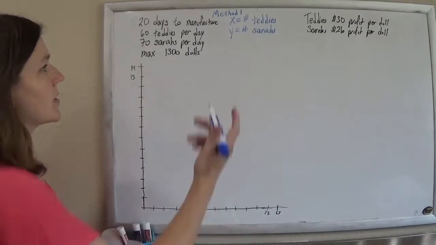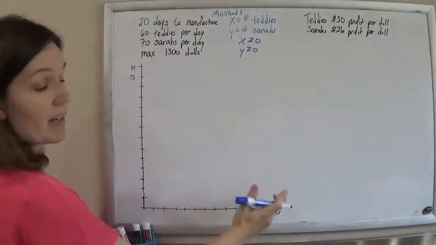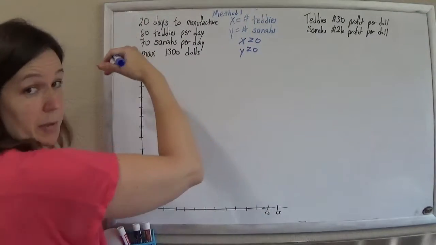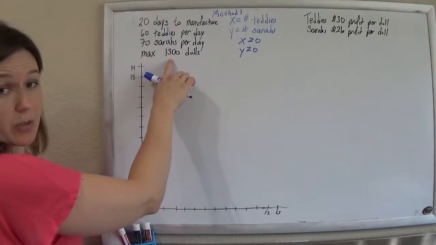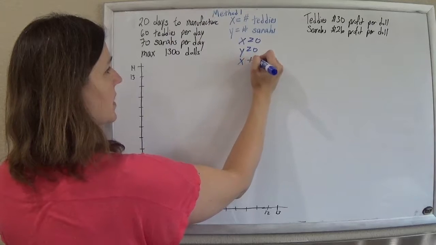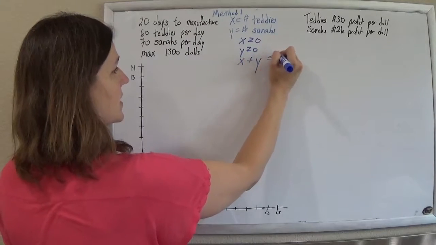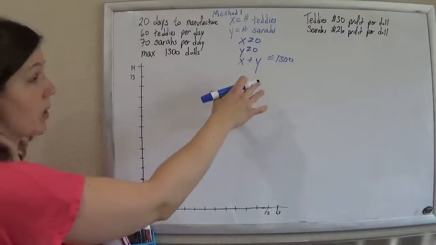Since we're not going to make negative dolls, you always have the constraint that x has to be greater than 0 and y has to be greater than 0. That puts us in the first quadrant. We have a max of 1,300 dolls, so the number of teddies I make plus the number of Sarahs I make has to be less than or equal to 1,300. So there's one constraint.